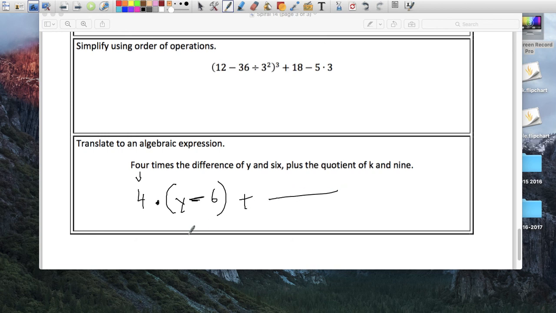Now we're going to do plus the quotient. Quotient is division. Here's my division line. That's a fraction. Quotient of who? K and 9. It's not a turnaround, so that's your final answer. Okay. And that's that.